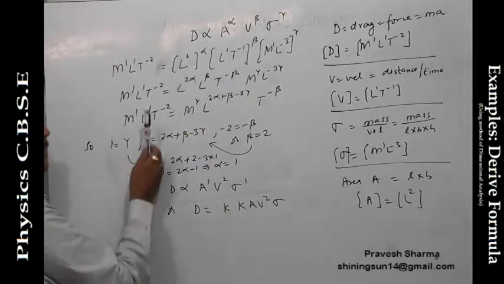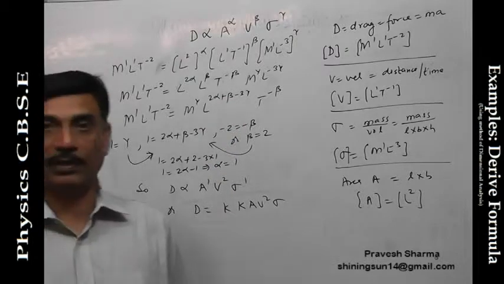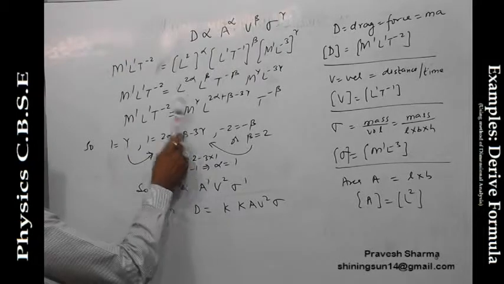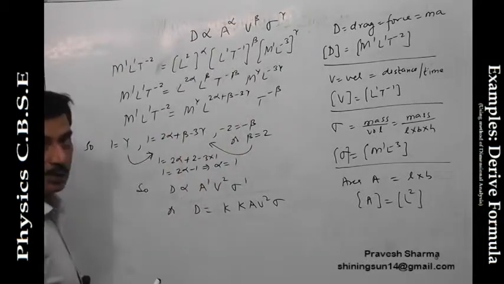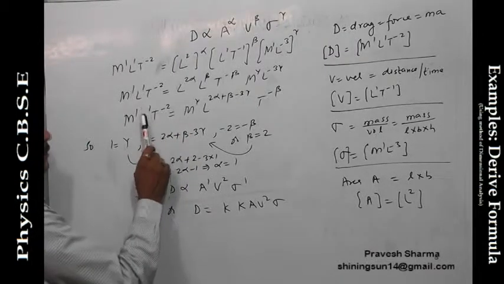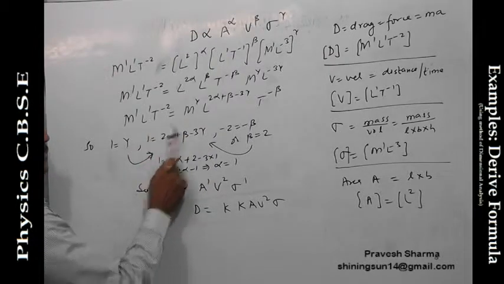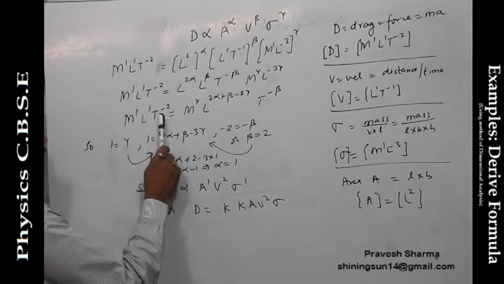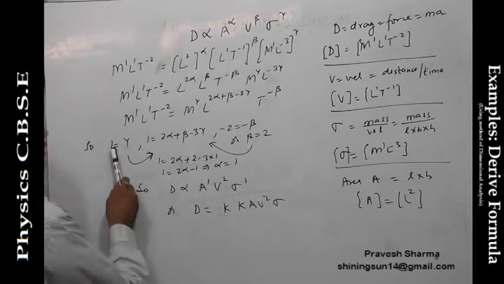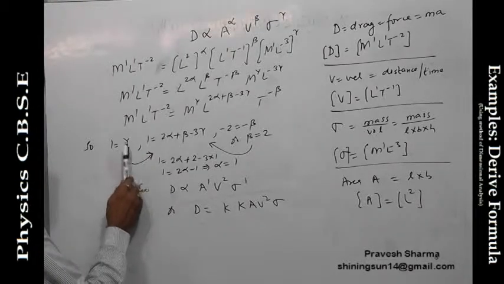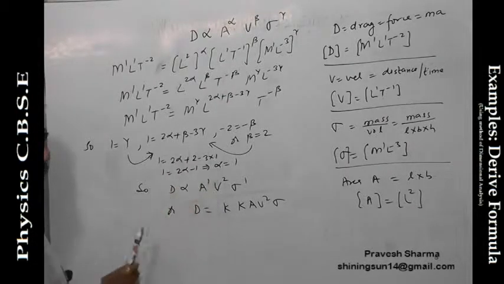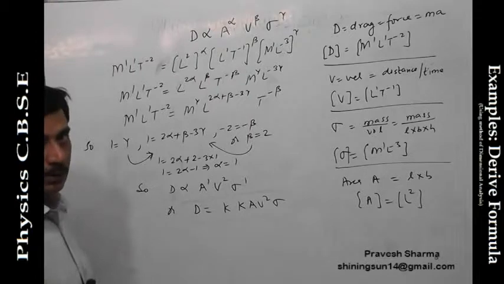Because of the principle of homogeneity, the dimensions on this side and on this side should be the same for M, L and T. So we equate the powers of M with M, L with L, and T with T. So 1 is equal to gamma. Equating the dimensions of L, 1 is equal to 2 alpha plus beta minus 3 gamma. Similarly for T, minus 2 is equal to minus beta. So we get beta equal to 2, and gamma is already equal to 1. We put gamma equal to 1 and beta equal to 2 in this equation, so 1 is equal to 2 alpha plus 2 minus 3 into 1. So we get alpha equal to 1.